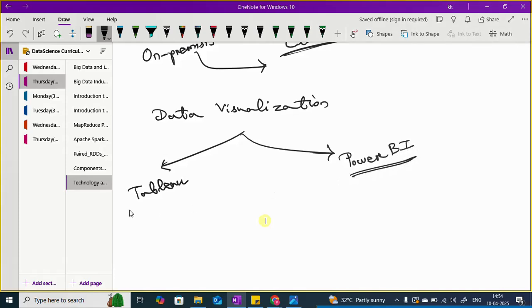We are using either Tableau or Power BI, or Zeppelin. Okay, different kinds of tools also we are using. Even though Python gives some data visualization libraries like Matplotlib and Seaborn, which we also use, these are the third-party tools which we use for data visualization purposes. Clear, guys? Any doubt so far?